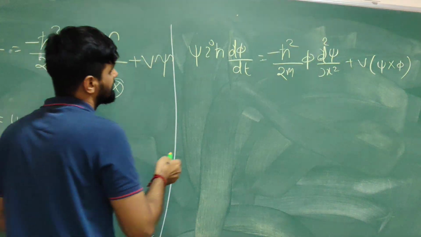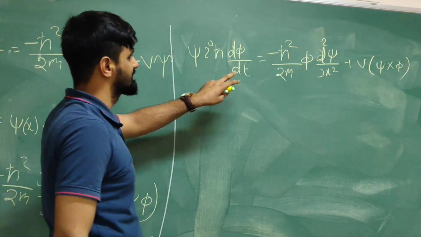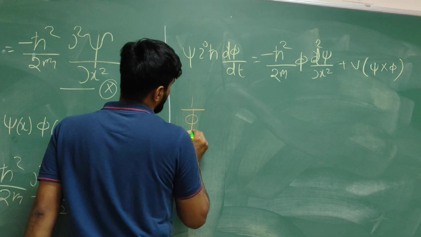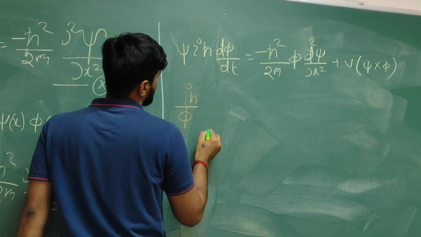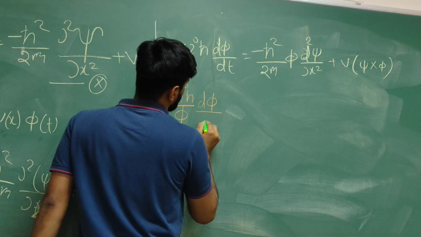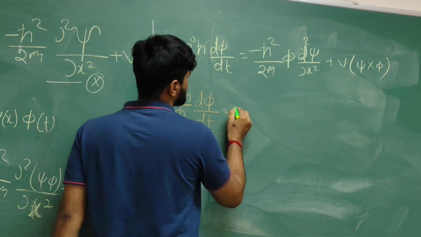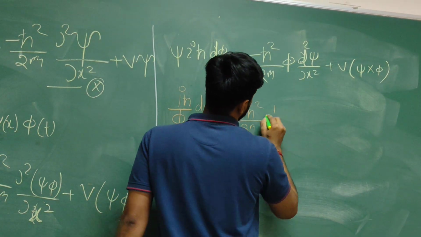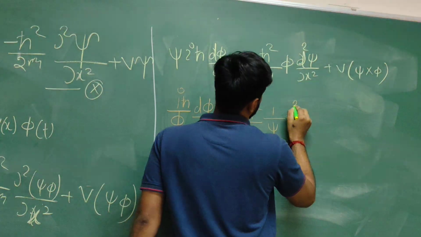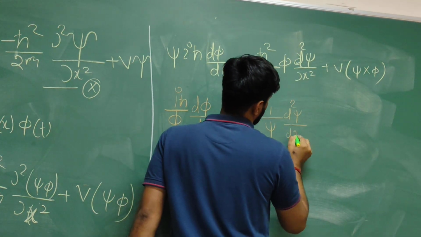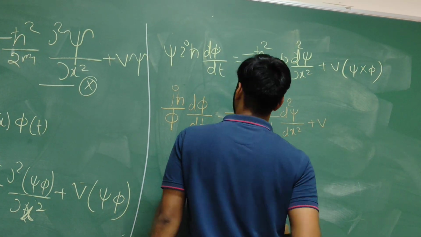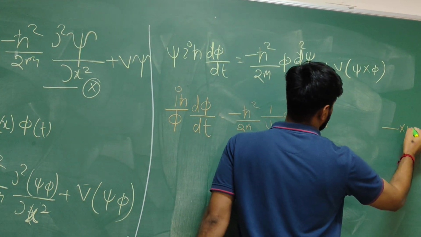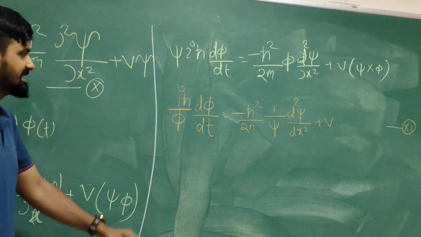So now we'll divide the above equation by phi and psi both sides. So what will I get here? You will be getting 1 upon phi, I expect, 1 upon phi d phi by dt, that is equal to minus h-bar squared divided by 2m into 1 upon psi d2 psi by dx square plus V. Is that clear? So let's say this one is my equation 11.